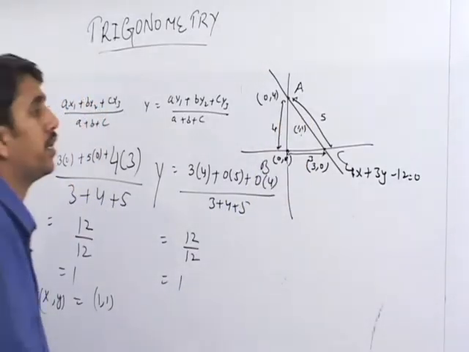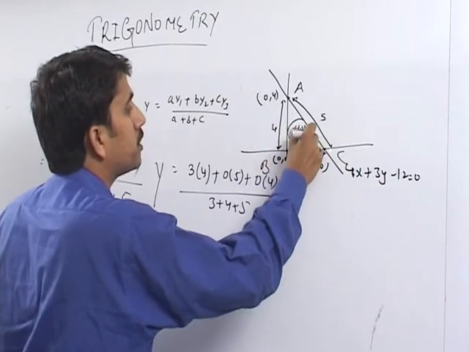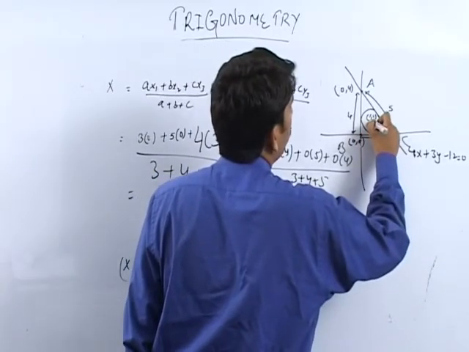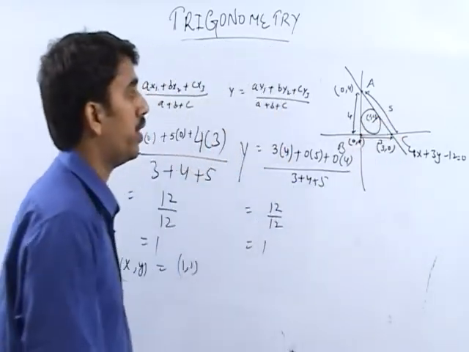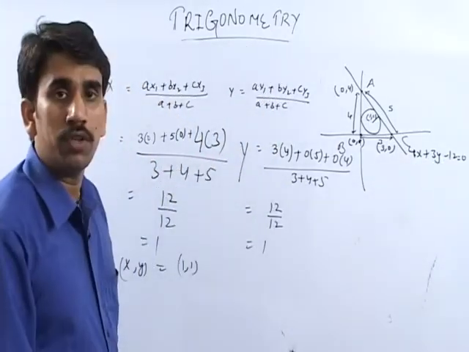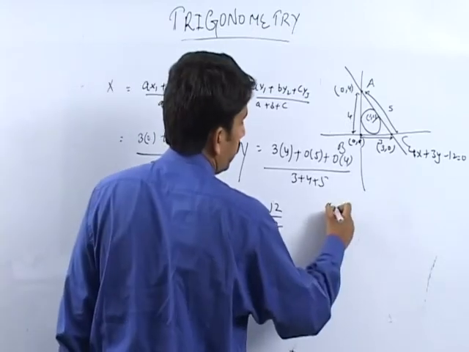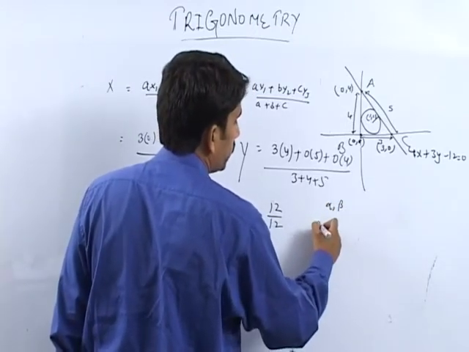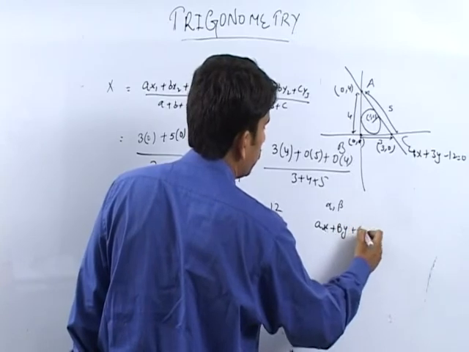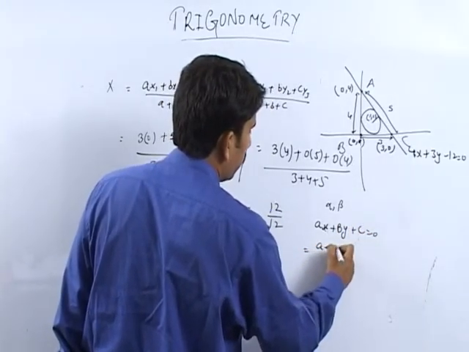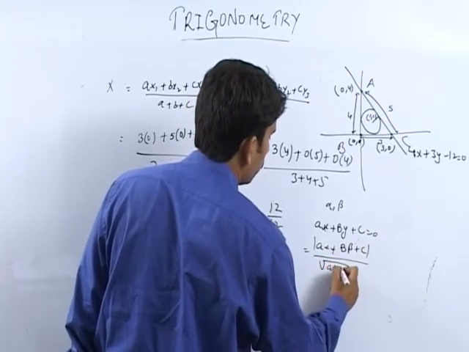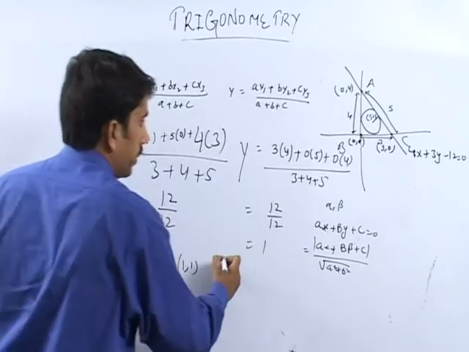The inradius: we know that if you draw the incircle here, the perpendicular distance from all these three sides will be equal. So therefore, let me find the distance of point (1, 1) from the line 4x plus 3y minus 12. Then you have studied in coordinate geometry that if there is a point (alpha, beta) and you have to find the distance of this point from the line ax plus by plus c is equal to 0, then it is mod of a alpha plus b beta plus c, whole over under root a squared plus b squared.